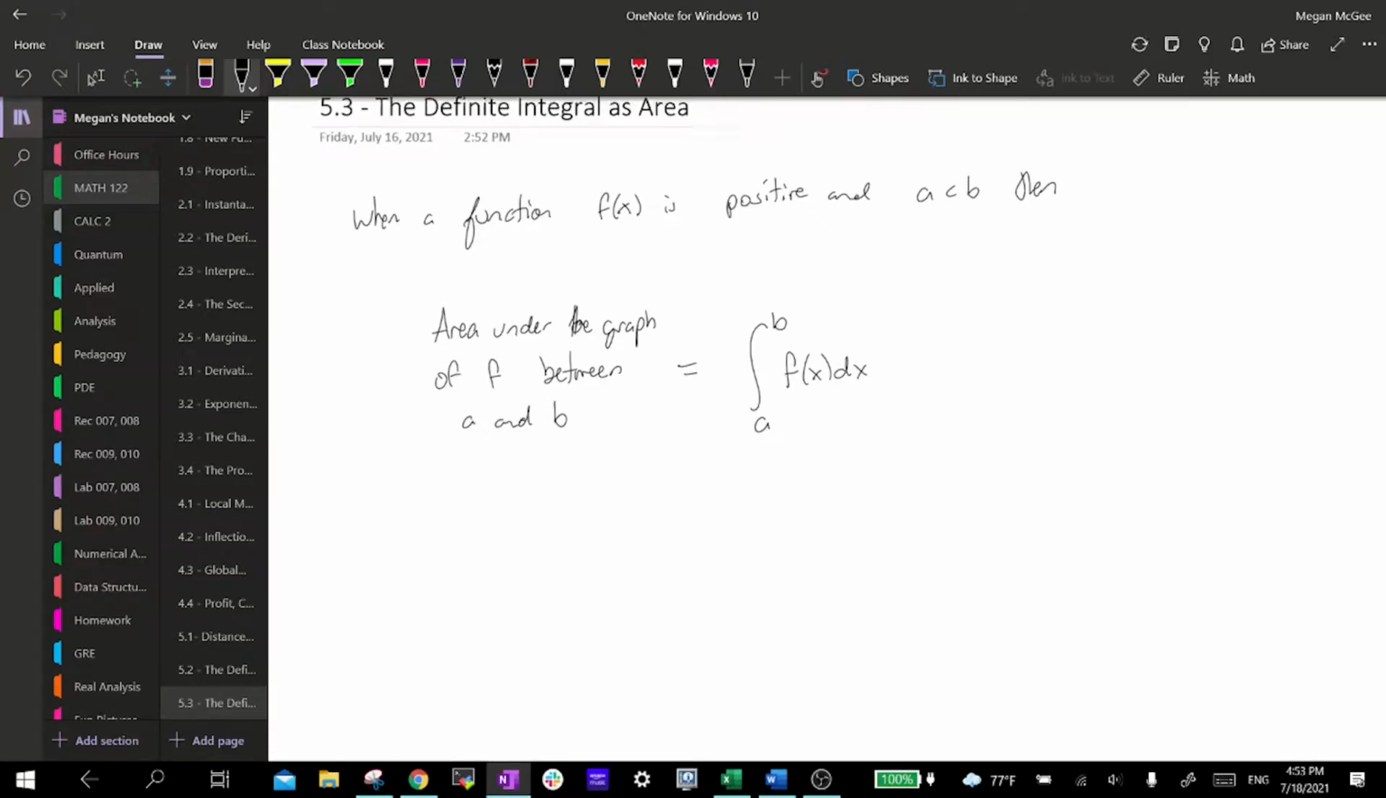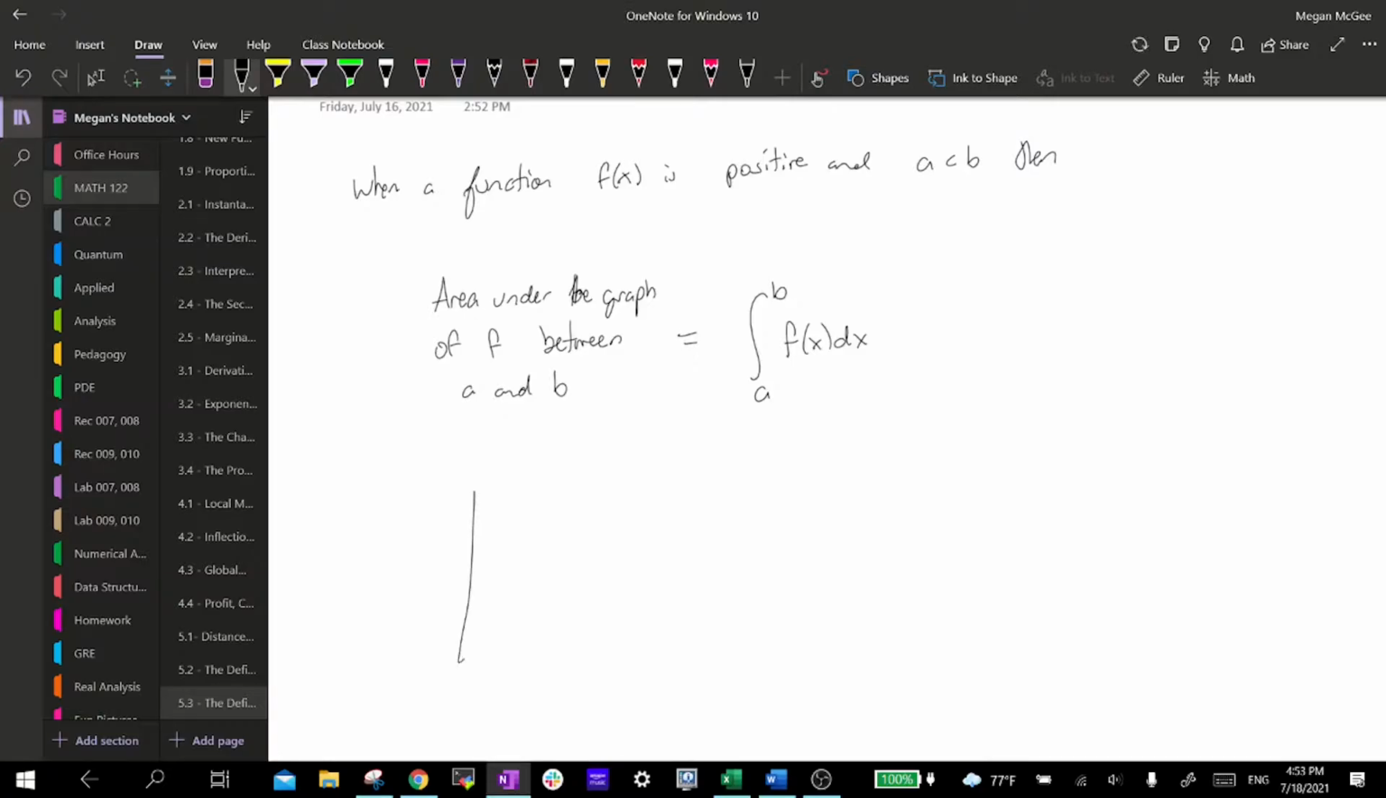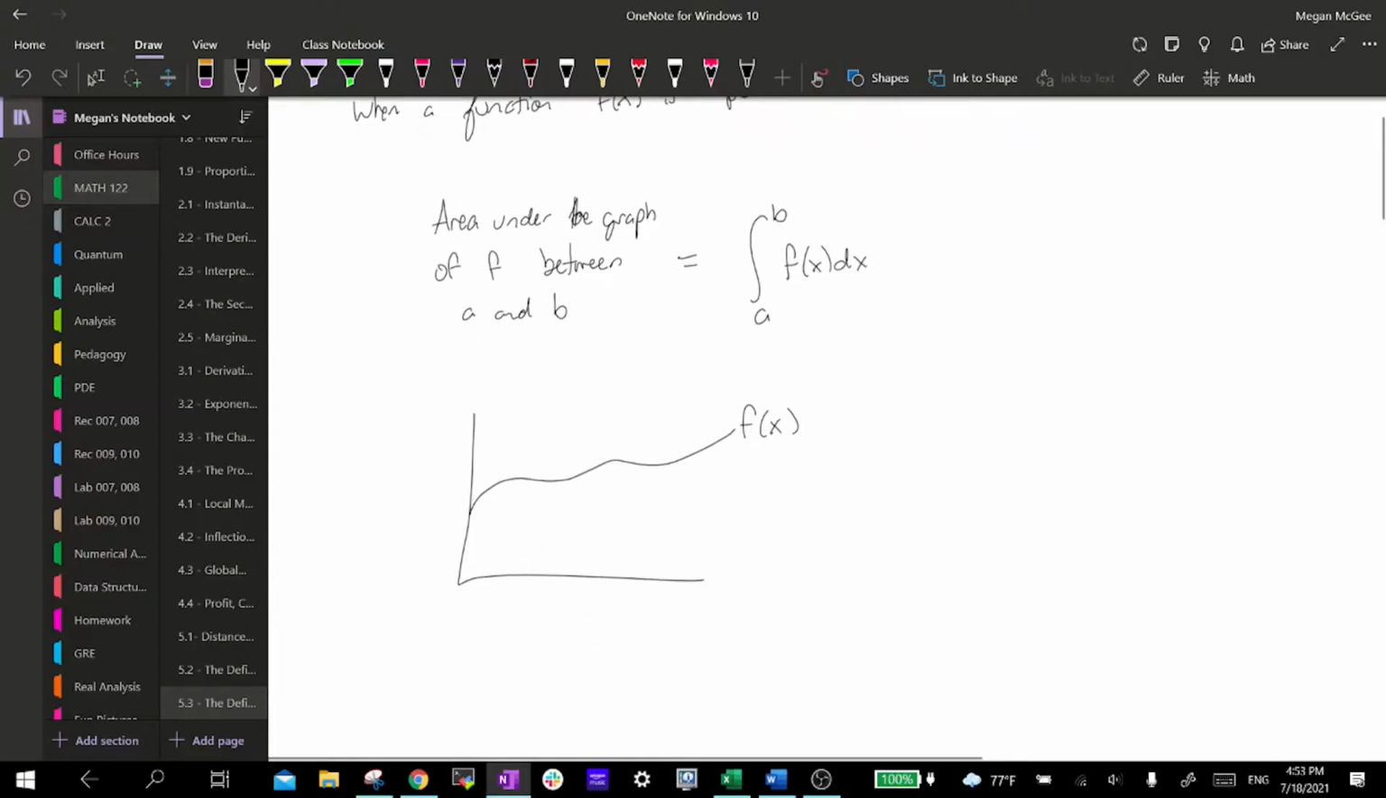Okay? So graphically, if we have a function that looks like this is f of x, and we are positive because we are above the x-axis, right? And we have points a and b where a is less than b. So if we take the integral, we would get this shaded area, right?